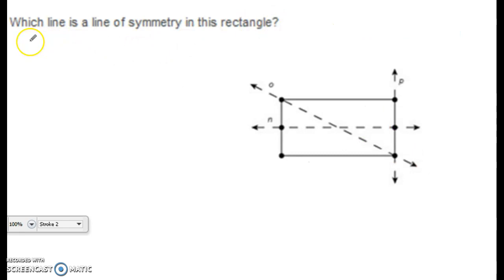This one says, which line is the line of symmetry in this rectangle? So again, we're looking for a place where we could fold it and both sides would line up perfectly. They would map back onto themselves. If we folded it across the diagonal, we would end up with a part of the rectangle up top. It just wouldn't line up. If we folded it along P, there'd be nothing over here. So the only one that works is if we folded along line N. Then this side would line up with that side. So the line of symmetry here is line N.